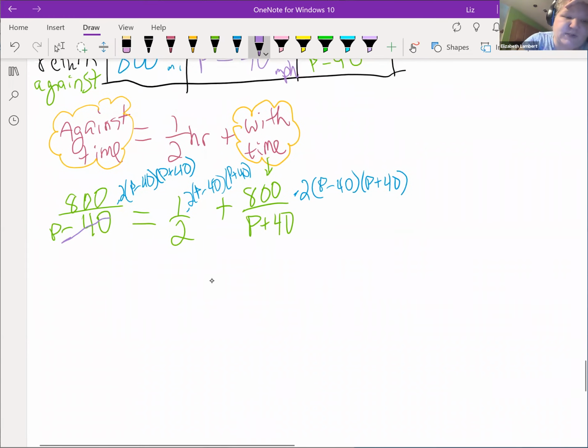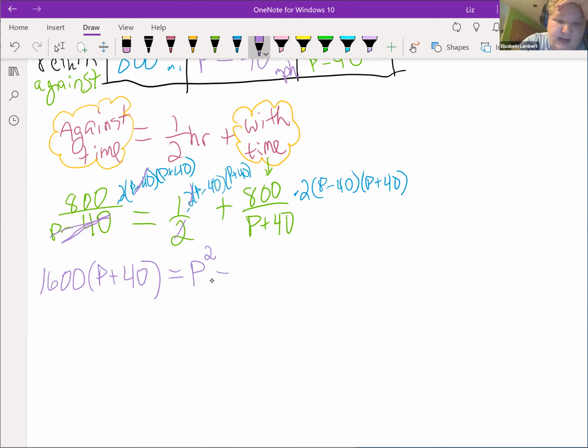All right, so the p minus 40 is going to cancel the p minus 40. 800 times 2 is 1600. This one will be times p plus 40. Here, my 2's cancel, so I end up with p minus 40 times p plus 40. Hopefully your brain is like, ooh, difference of squares. P squared minus 1600. Good Lord. Yeah, but see, we got a 1600 on the left here, so apparently that's okay.